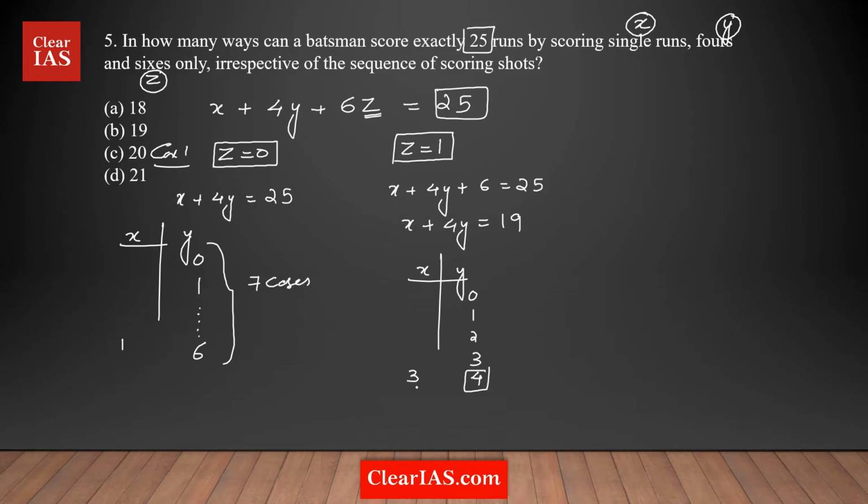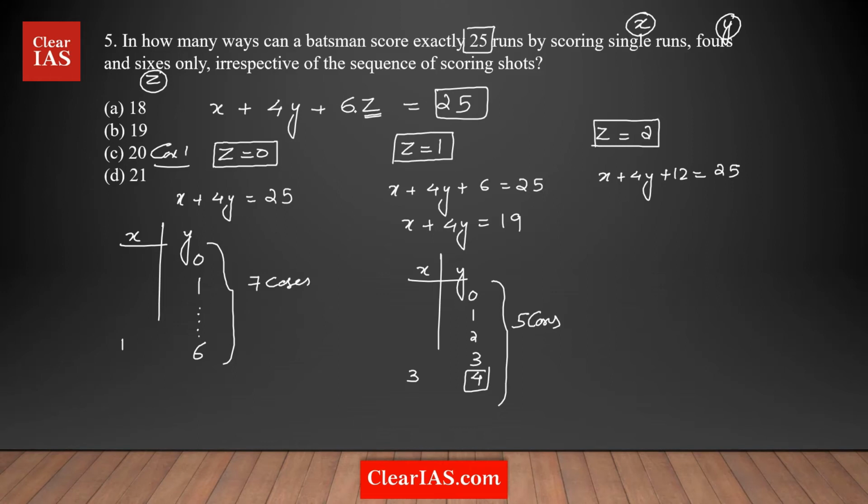That is X is equal to 3. So these are the total possible scenarios. So how many cases are possible here? Y can be 0, 1, 2, 3, 4. There are 5 cases possible here. Now I'm going to take the next scenario when Z is equal to 2. Same process I'm repeating. I'm forming again the same equation, that is X plus 4Y plus 12 is equal to 25.